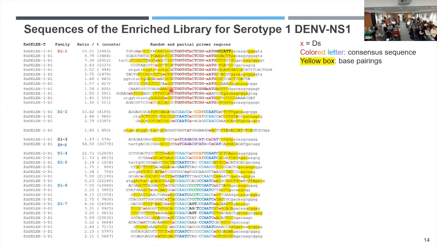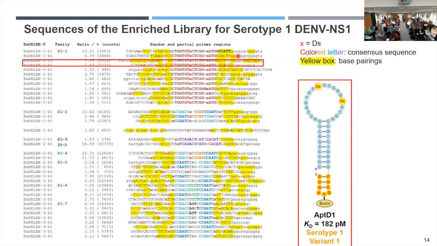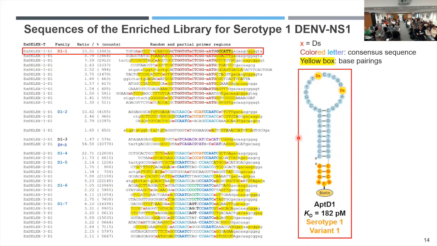And all of them have a stem, a complementary region. When we succeeded in aptamer generation, they always form a stem structure. And the inside loop region is always very important.